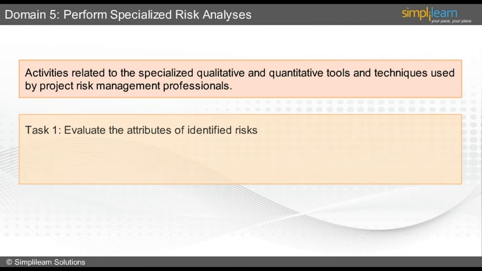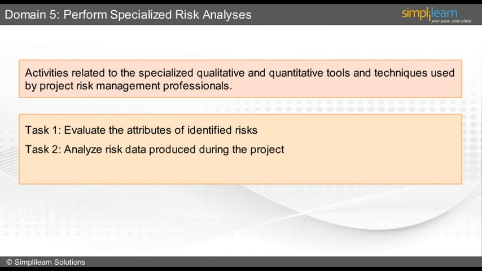The first one is to evaluate the attributes of identified risks using advanced quantitative tools and specialized qualitative techniques, which help in estimating the overall risk exposure of the project. The second task is to analyze risk data, which are produced during the project, to determine the SWOT, abbreviated as strength, weakness, opportunities, and threat, of risk strategy and process, and recommending process improvements as needed.